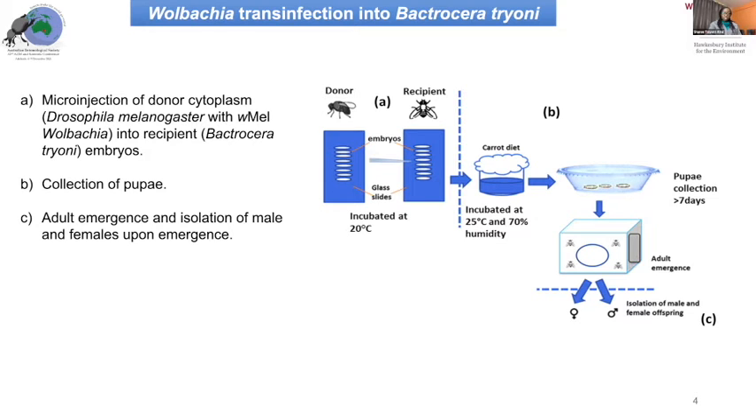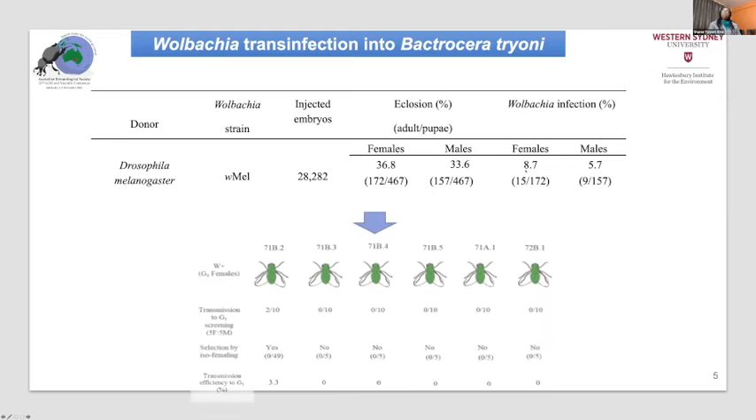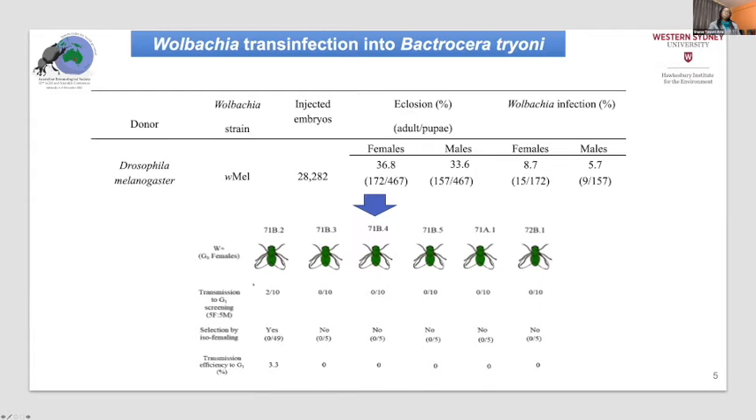With this experiment, we were able to inject approximately 28,000 Bactrocera tryoni embryos. And we managed to get about 8.7% of females infected with Wolbachia. And these females were isofemale lines. We only managed to have one Wolbachia-infected female transmitting this infection to its G1. And unfortunately, this infection was lost at the G1 stage. So, well, we had to go back to the drawing board.